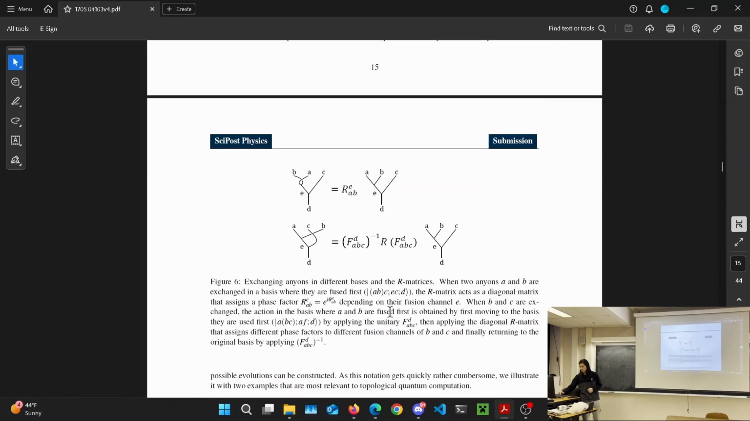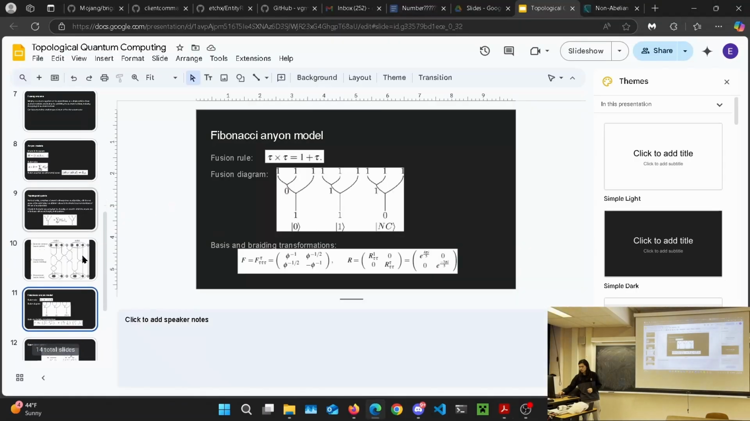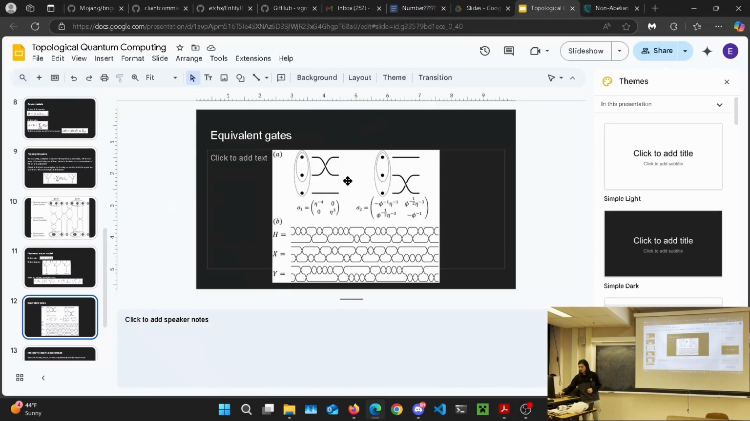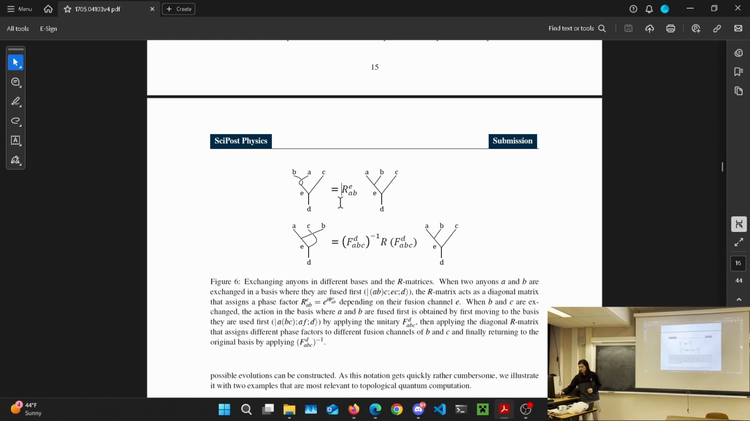Yeah, and so this is another way of representing this. So if you want to swap this and this, you apply the R matrix. And if you want to swap C and B, then you have to change the basis first, and then apply the R matrix, and then you end up swapping B and Z.